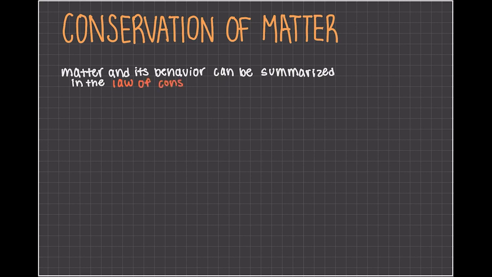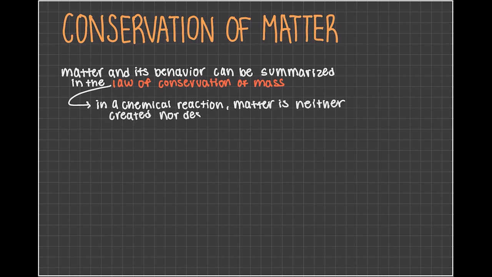Now, we can't really talk about mass without talking about the conservation of matter. Matter and its behavior can be summarized in the law of conservation of mass. This basically states that in a chemical reaction, matter is neither created nor destroyed.